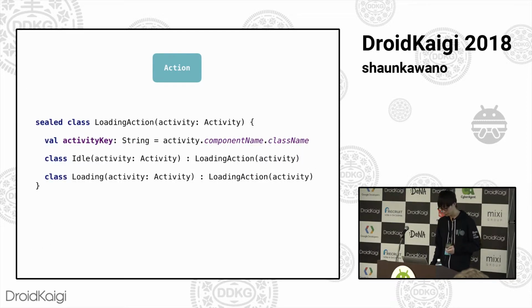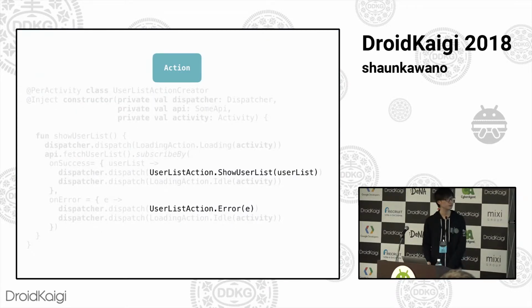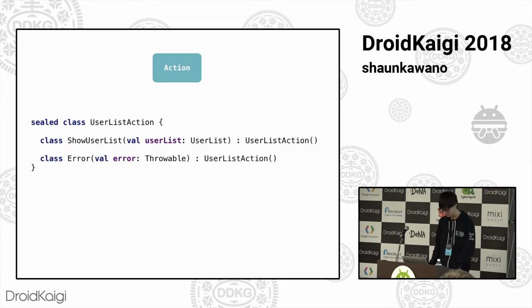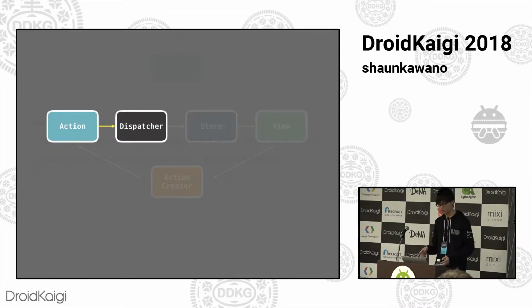There's loading and idle. And the loading action itself is declared as sealed class. And it has a public property called activity key. The value of it is the activity's class name. And there are two classes. One is called idle and one is called loading. It's a simple thing. Same for user list action. User list action is initialized here. So we have a ShowUserList class and Error class defined. ShowUserList receives user list model as a parameter, and the Error class receives a throwable error. Also a simple thing.